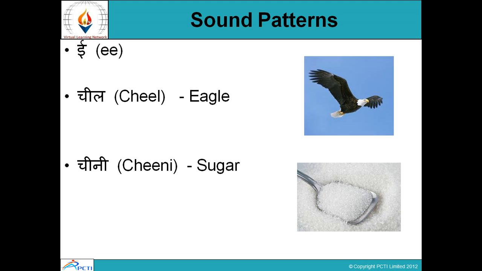So the word here is cheel. Cheel is what? Eagle. Eagle, we have seen this bird. It has big wings, large wings, and it's a bird which feeds on dead and decaying matter. It's a big bird, flies usually on heights. You can see in the picture. It is usually found in India.